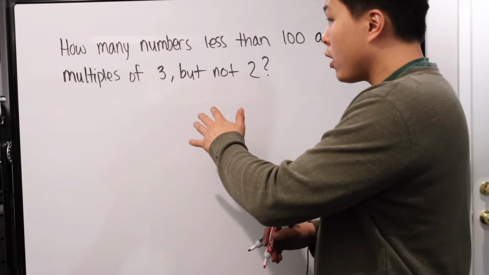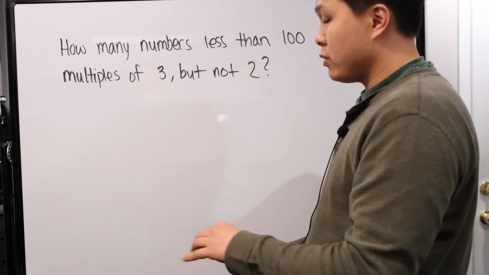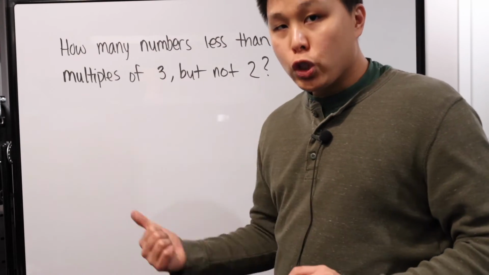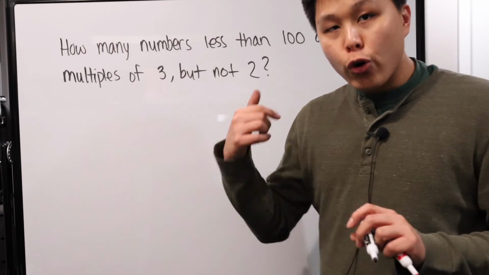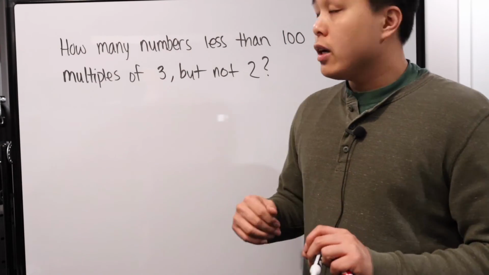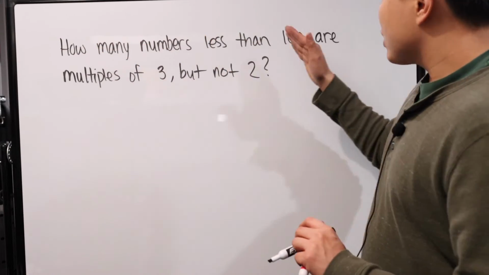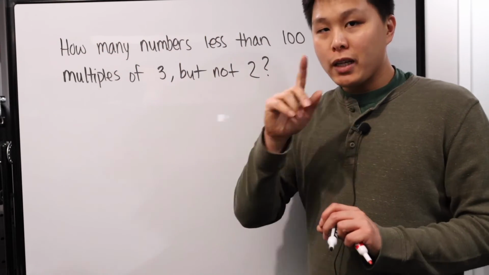Alright, so for this problem, this is one that I would normally write for my students if I really want to create a problem that emphasizes counting numbers, what should be counted, what should not be counted, are you overcounting, undercounting? This is the type of problem that I would write, right? How many numbers less than 100 are multiples of 3 but not 2?